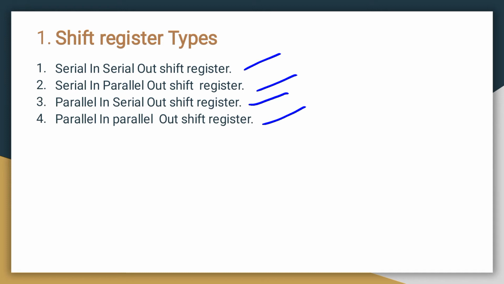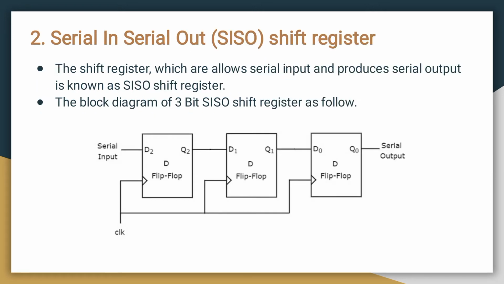So let's see the first one, serial in, serial out shift register. Serial in, serial out shift register means it will take serial input and produce serial output. So this is called SISO shift register. This is the block diagram of a 3-bit SISO shift register. That means it will store 3 bits and it is going to shift from one flip-flop to other flip-flop.